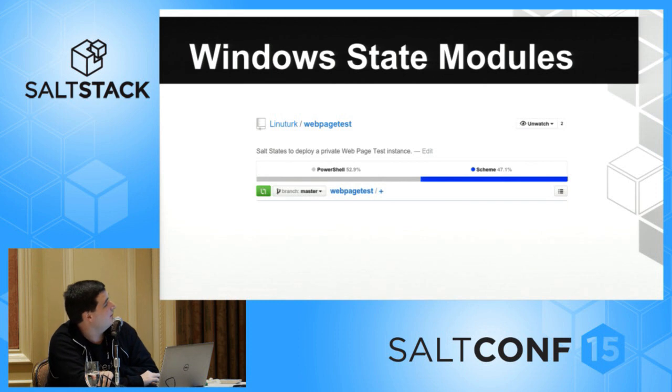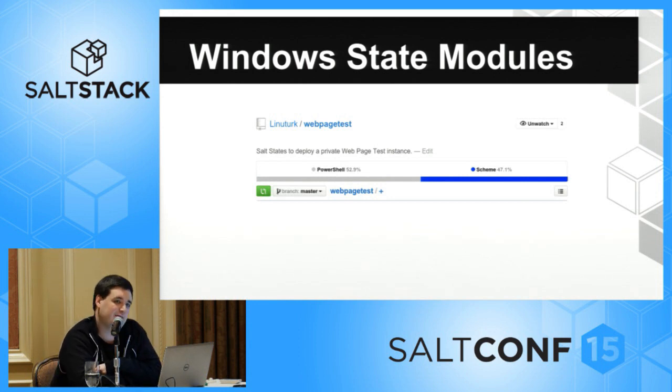The other thing was we need more Windows state modules. Looking at the code breakdown in my GitHub repo, more than half of the code I had to write for this project was PowerShell. The other half was salt states, misidentified here as Scheme for some reason. We would really benefit from a Windows registry state that said, given this key in the registry, make sure it has this value. That would probably cut 80% of the code out of this. I think we have a hackathon tonight. Maybe we can all get together and do that.